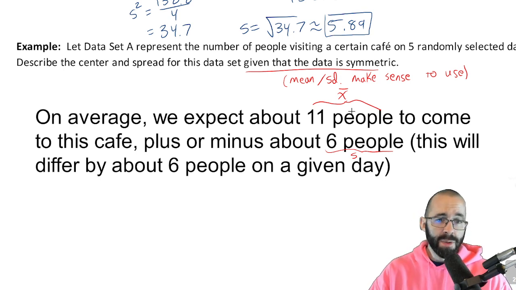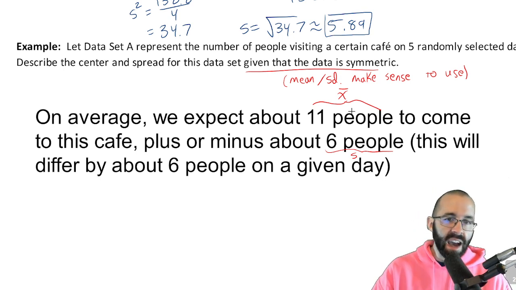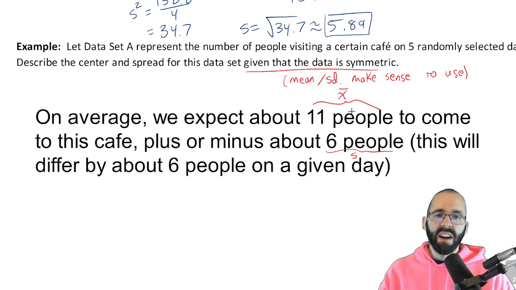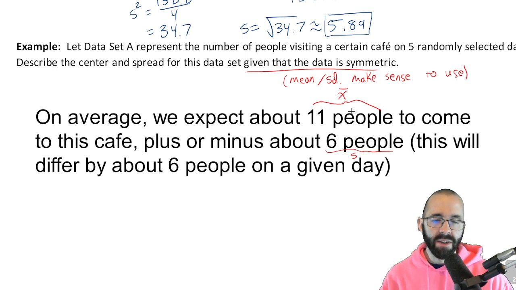That's how we can interpret standard deviation. Standard deviation is the average distance from the mean. It's on average how things vary on a day-to-day basis or case-by-case basis.